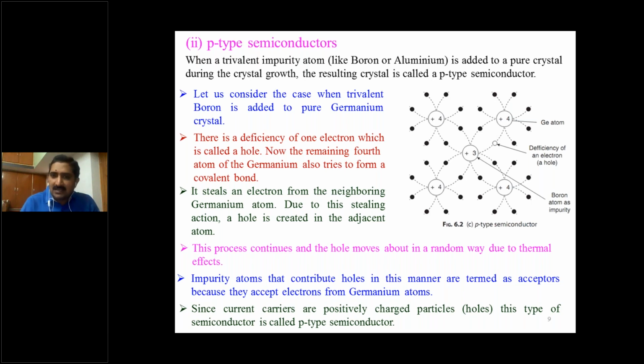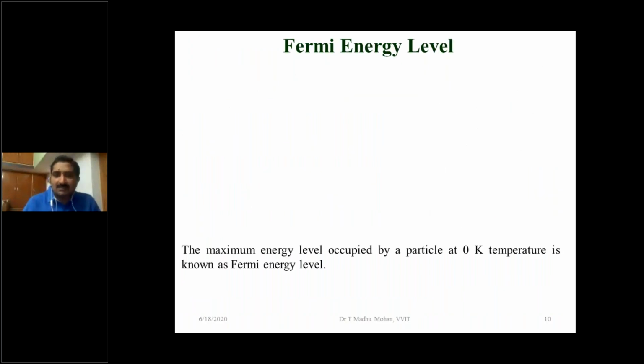Whereas in n-type and p-type semiconductors, here the majority charge carriers are electrons due to the addition of impurity, that is, pentavalent impurity. Whereas in a p-type semiconductor, the majority charge carriers are holes, which are positively charged particles. What is the Fermi level? The maximum energy level occupied by a particle at 0 Kelvin temperature is known as the Fermi level.